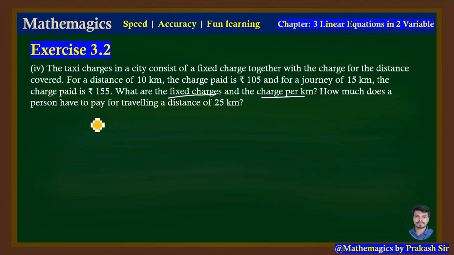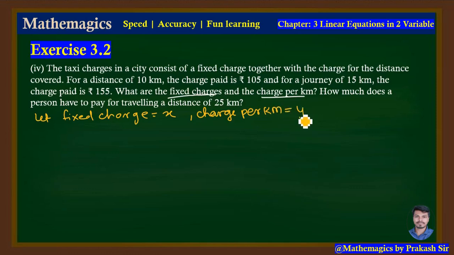So let us take those as x and y. Let the fixed charge be x rupees and the charge per kilometer be y rupees. According to the question, for a distance of 10 km, the charge paid is 105 rupees, and for a journey of 15 km.